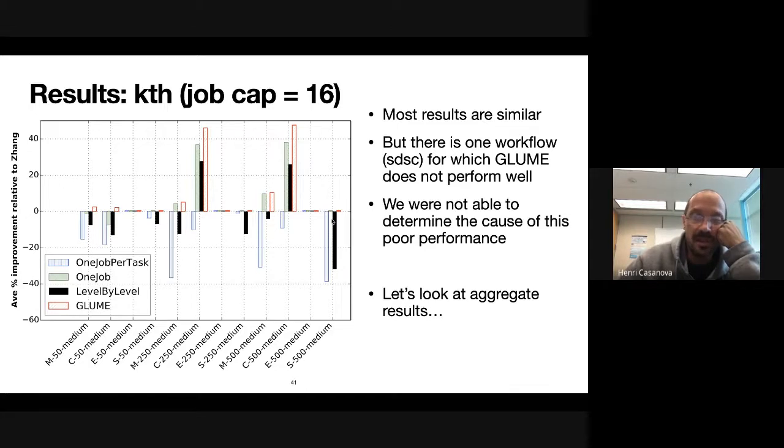There is one case for the SDSC trace where GLUME loses, and we haven't been able to determine what feature of that trace makes it that it doesn't do a good job. That's left for future work. So I'm going to show aggregate results here that aggregate over all our configurations. And in some of the results, GLUME doesn't look great, and all of those bad results are imputable to the SDSC job trace. And again, we haven't been able to figure out why.